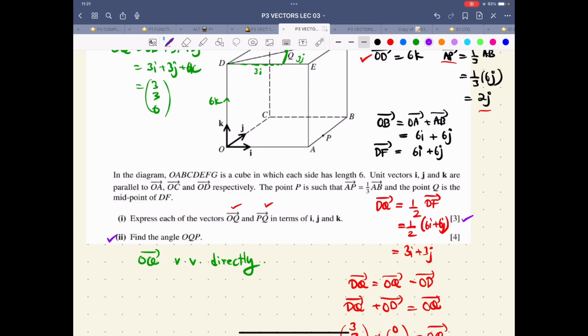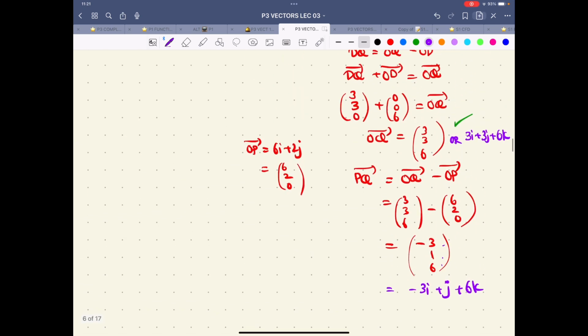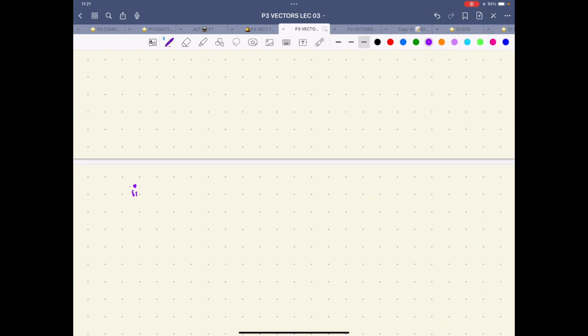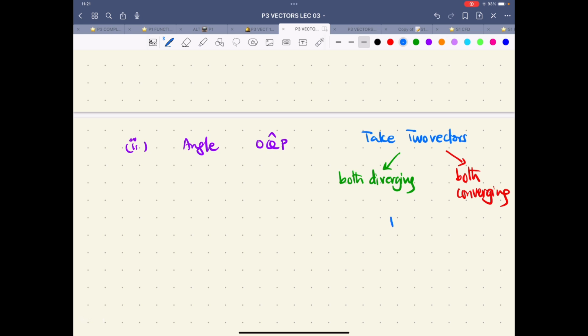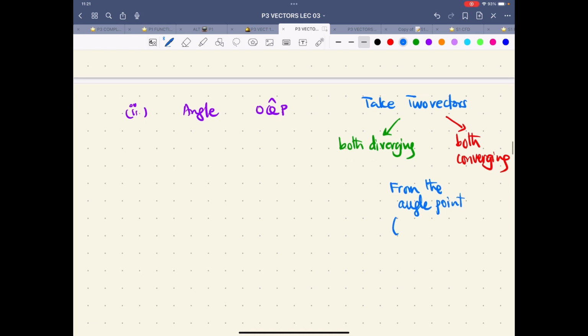Now the second part, find the angle OQP. So what is the rule over here? Let me add a page. If I am interested in the angle OQP, the rule is to take two vectors. There are two options, both diverging or both converging. Diverging or converging from where? From the angle point. And what is the angle point? Where the angle is made, the letter in the middle. So which letter is that? That letter is Q.